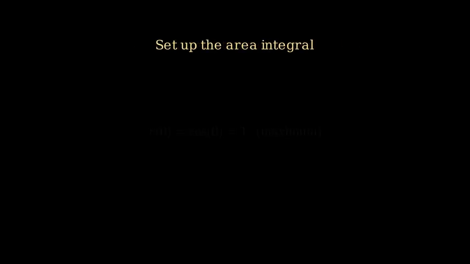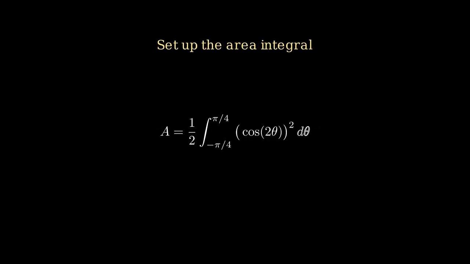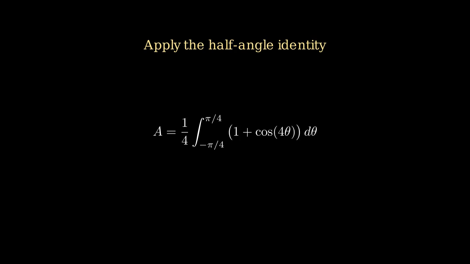Now set up the area formula. The area equals 1/2 times the integral from -pi/4 to pi/4 of cosine of 2 theta, quantity squared, d theta. To integrate cosine squared, apply the half angle identity. This turns the expression into 1/4 times the integral from -pi/4 to pi/4 of the quantity 1 plus cosine of 4 theta d theta.